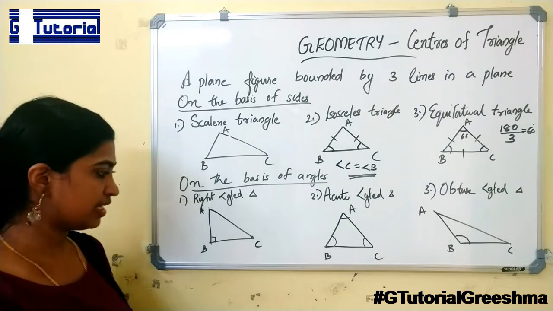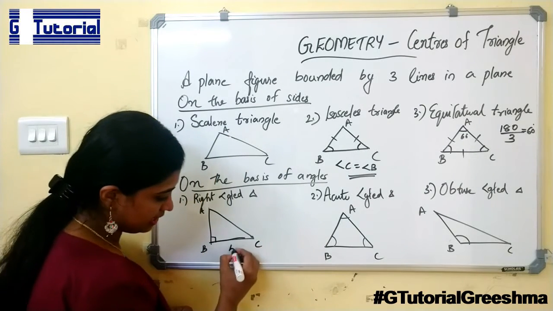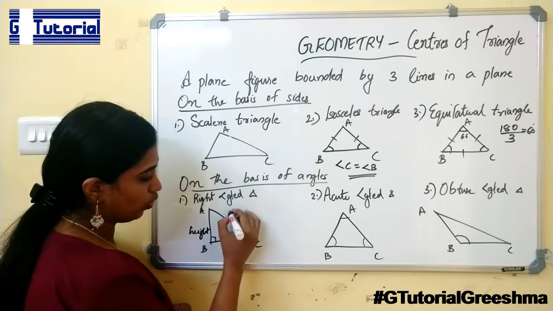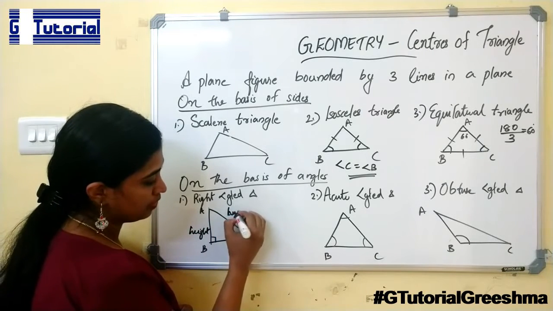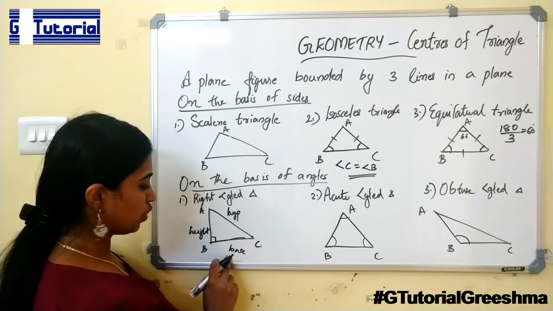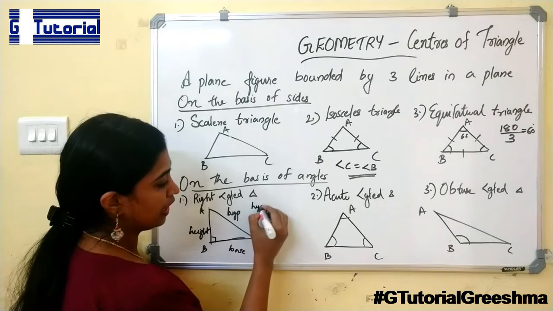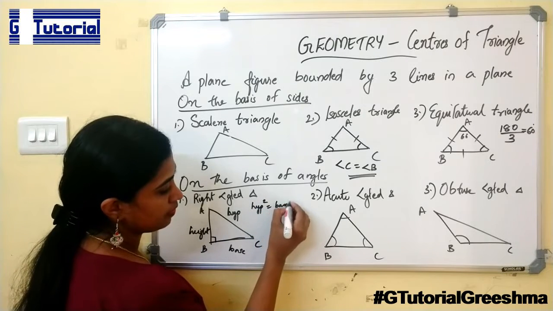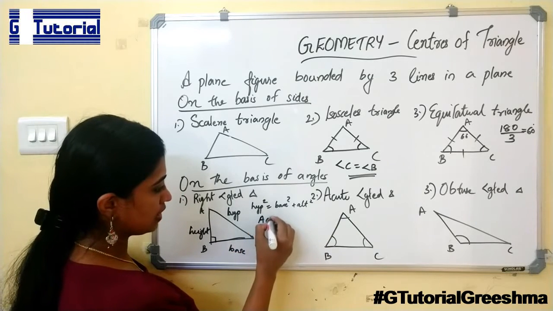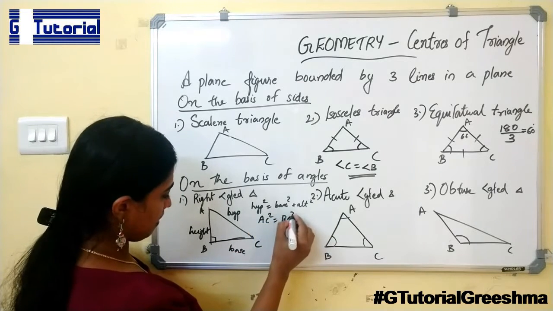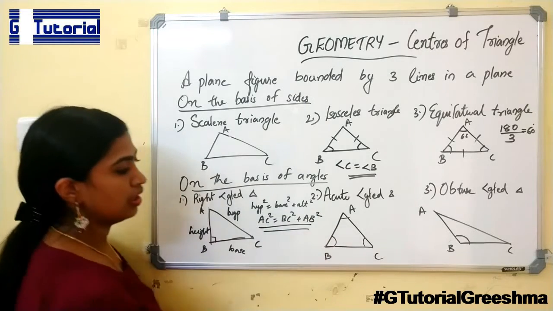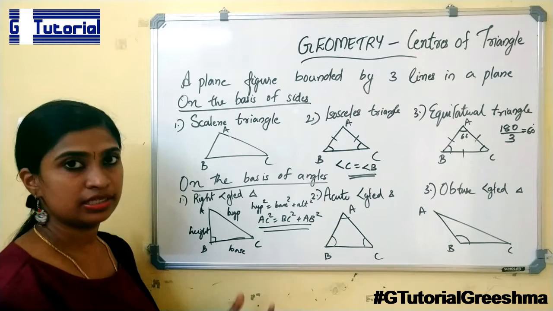In case of right angle triangle, this side is called base and this is called height and this side is called hypotenuse. And by Pythagoras theorem, hypotenuse square is equal to base square plus altitude square. So, AC square is equal to BC square plus AB square. We use this property for finding the sides of a triangle.